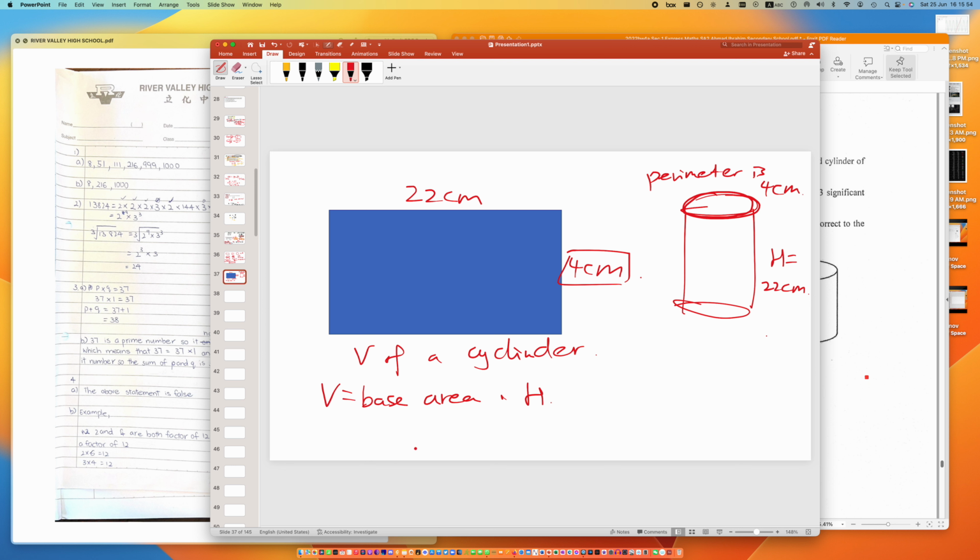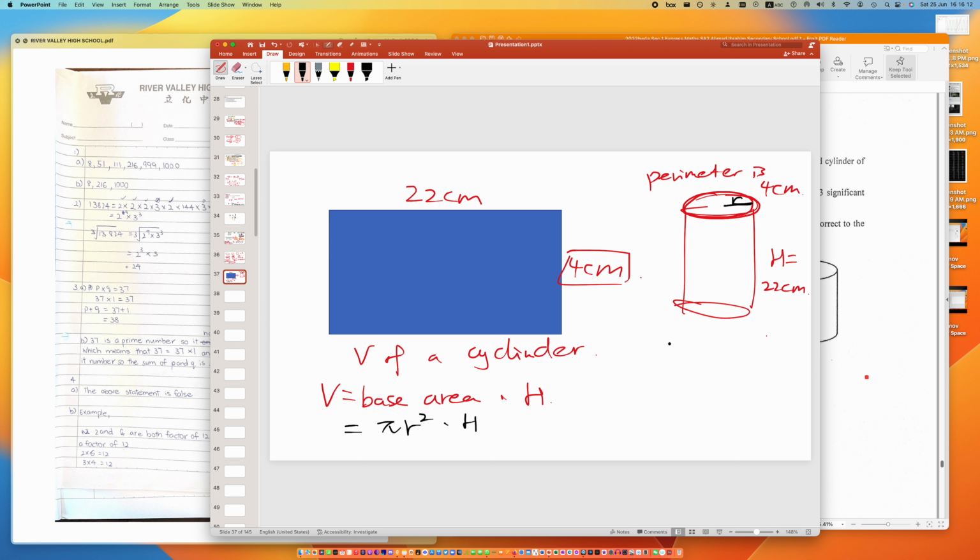For the area of a circle, is it pi? So therefore, very good. So the volume is pi r squared times h. Okay? So now the question is, you need to find the r. 4 divided by 2.